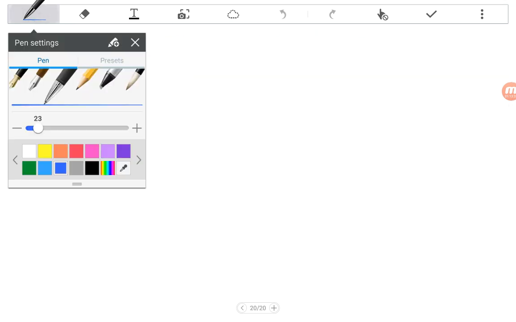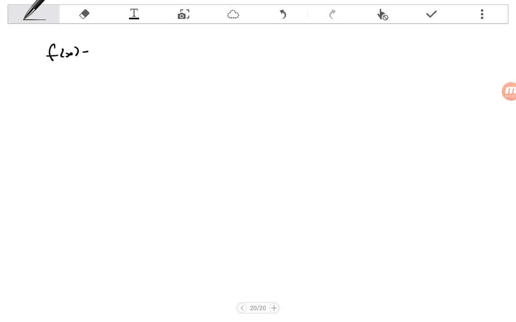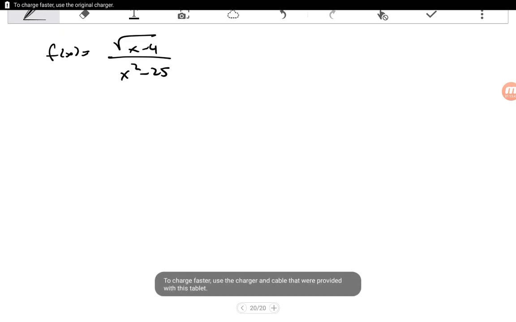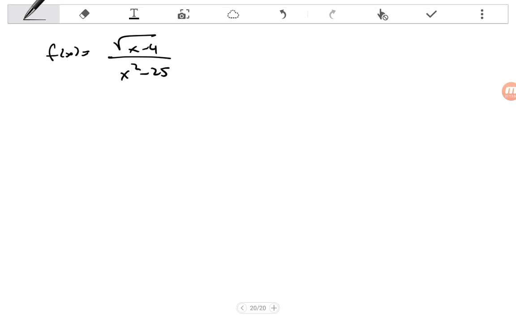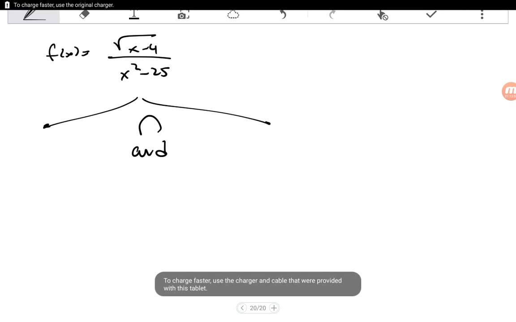What about if I say this function f of x is equal to root x minus 4 over x squared minus 25. For this function we have two restrictions. One is from the root and one is from the denominator. And we need both restrictions to be applied at the same time. We express that as an intersection, an intersection between two conditions. We say here "and". The two conditions must be satisfied at the same time.